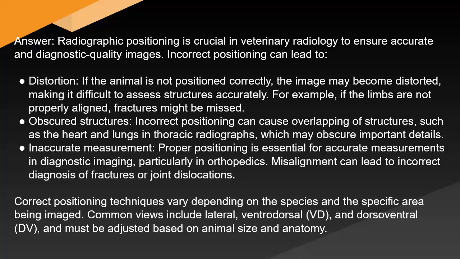Obscured structures. Incorrect positioning can cause overlapping of structures, such as the heart and lungs in thoracic radiographs, which may obscure important details. Inaccurate measurement. Proper positioning is essential for accurate measurements in diagnostic imaging, particularly in orthopedics. Misalignment can lead to incorrect diagnosis of fractures or joint dislocations. Correct positioning techniques vary depending on the species and the specific area being imaged. Common views include lateral, ventrodorsal (VD) and dorsoventral (DV), and must be adjusted based on animal size and anatomy.